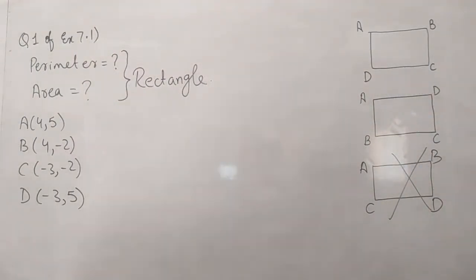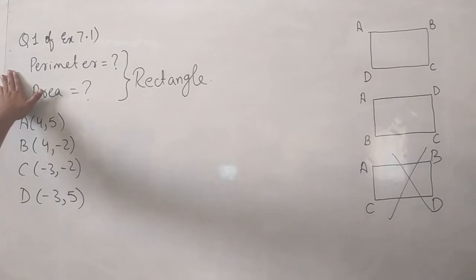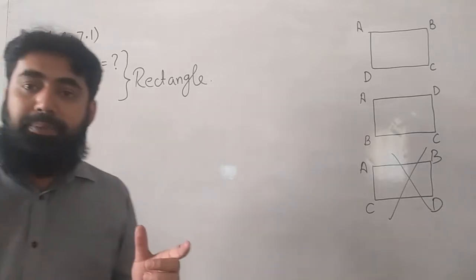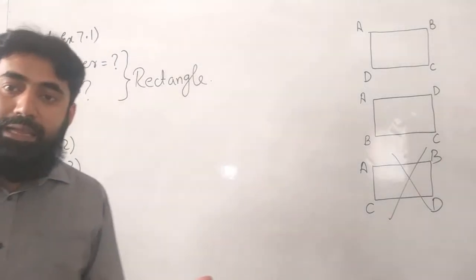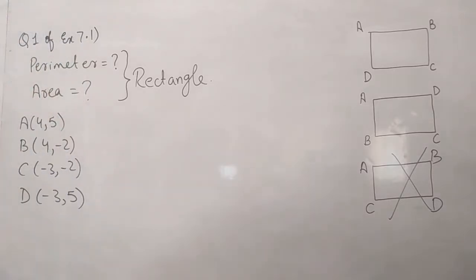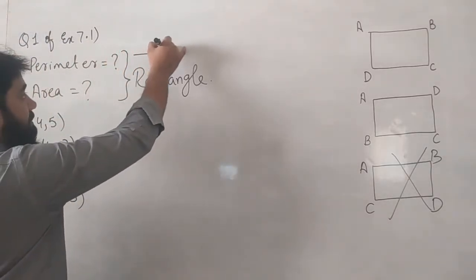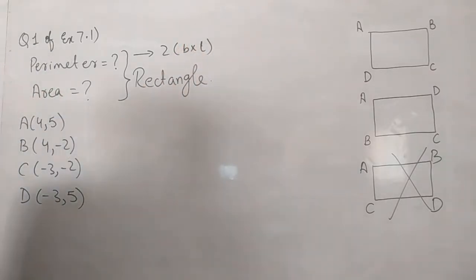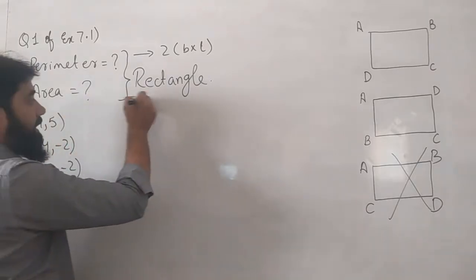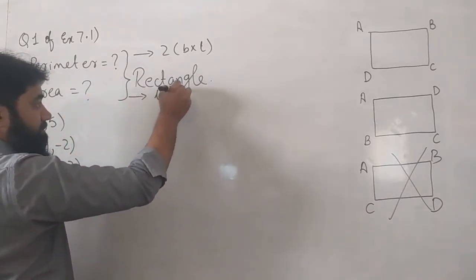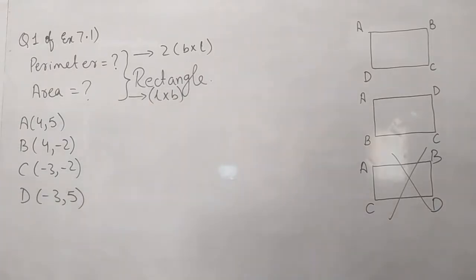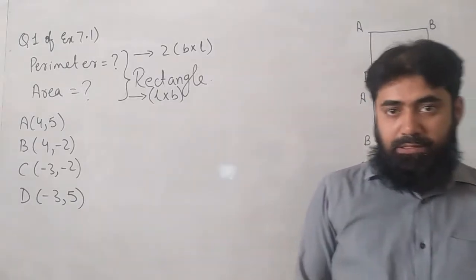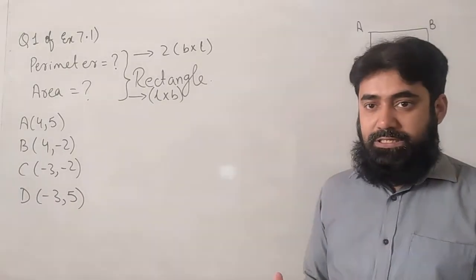Now, in order to find perimeter and area, I should have their base and their height, or their length and their width. Because the perimeter formula for rectangle is 2 into length plus breadth, right? And the area formula is length into breadth. But the problem is that they are not telling us which one is length and which one is breadth. So I have to find all the 4 distances.